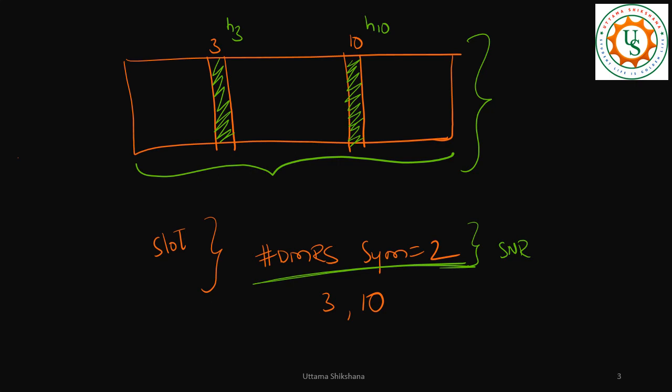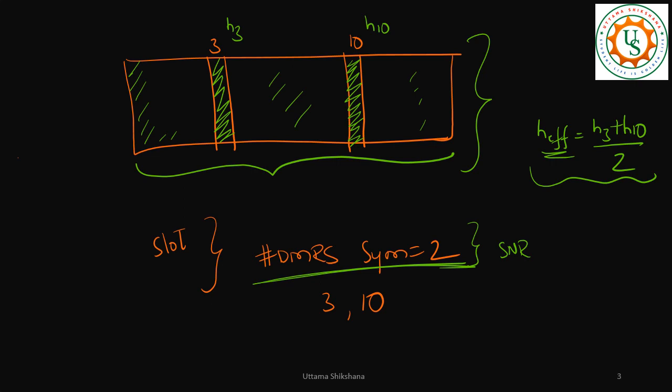Okay, in such case what we can do, we can say H effective can be, you just take the average of these two, right, and use this H effective across all the other symbols to decode the data, or to equalize the channel. So this is another option.